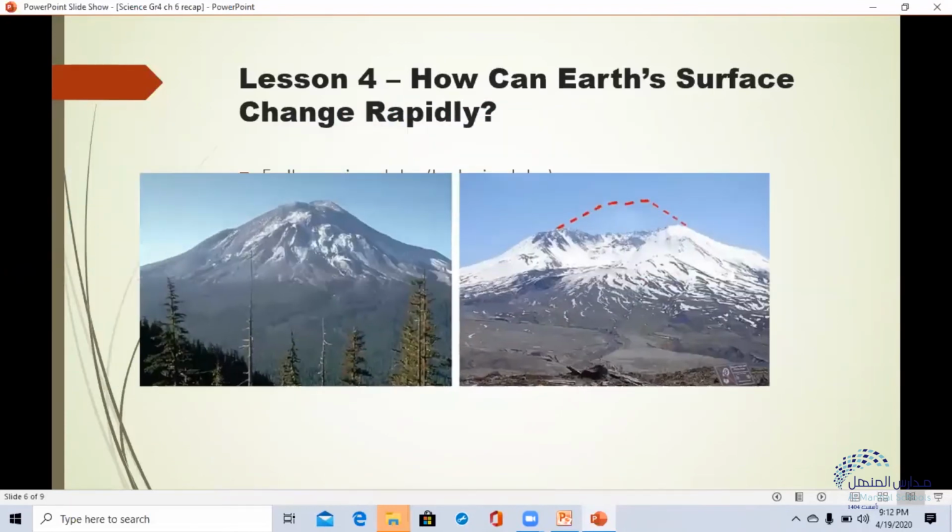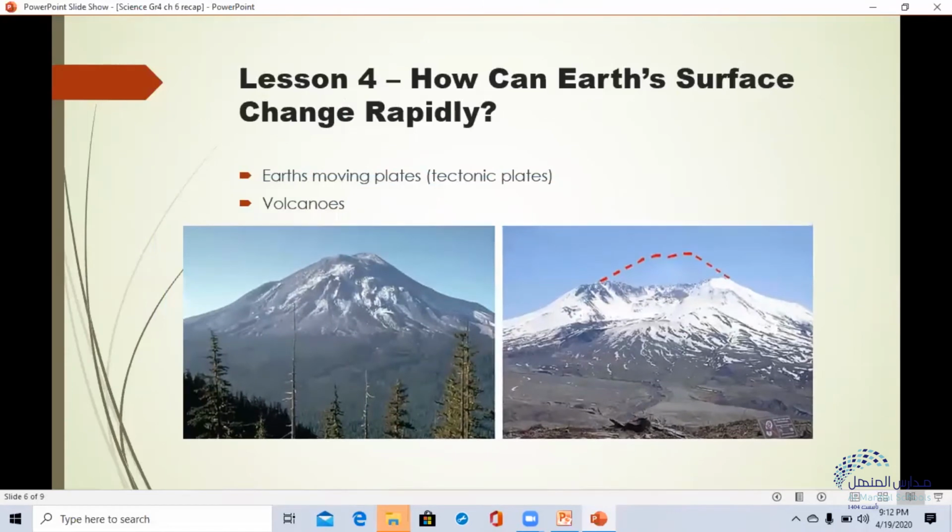Volcanoes. In this picture, we can see that volcanoes can change rapidly. So when a volcano erupts, it can change the landscape by blowing its top away.